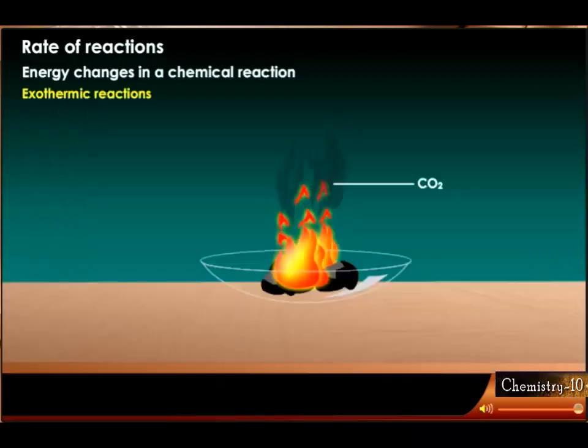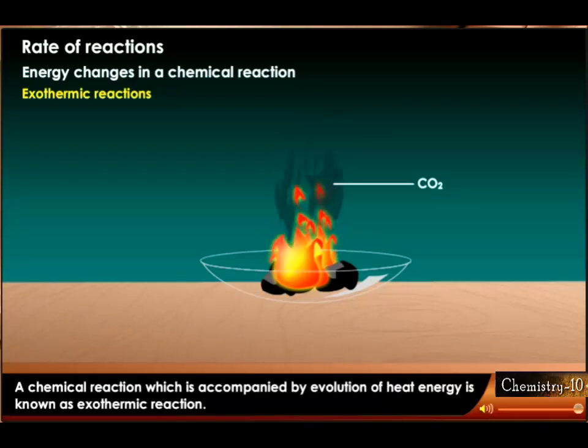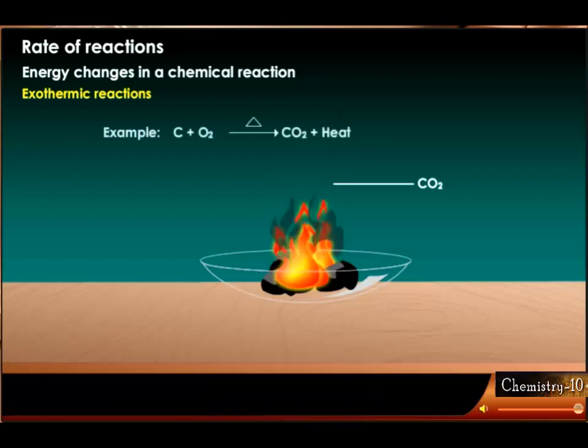Energy changes in a chemical reaction. Exothermic reactions. A chemical reaction which is accompanied by evolution of heat energy is known as an exothermic reaction. Example: carbon C plus oxygen O2 combines giving carbon dioxide CO2 plus heat.